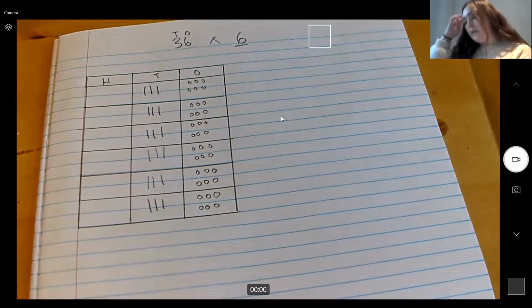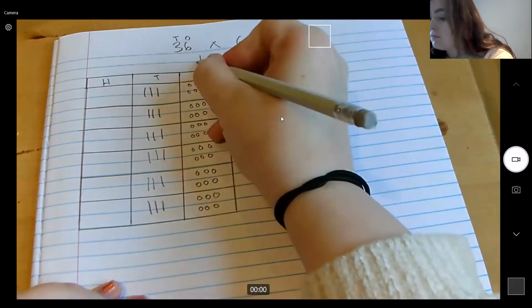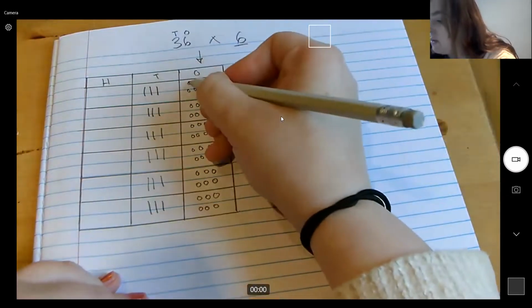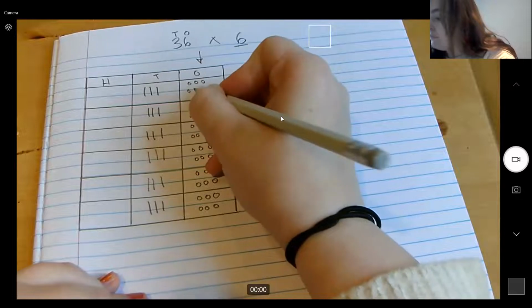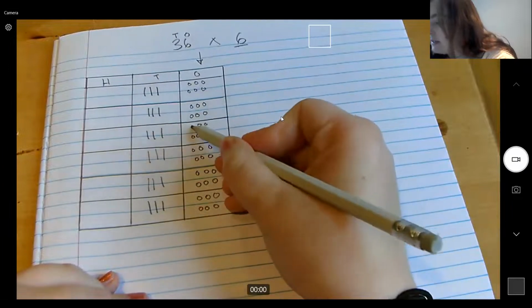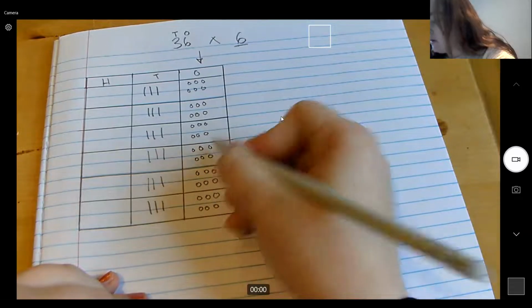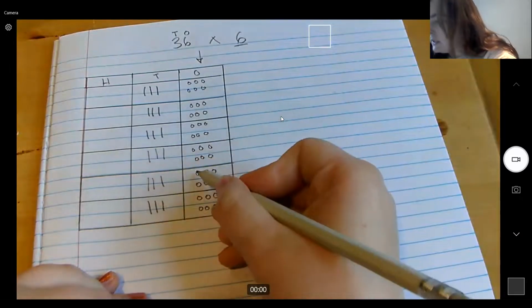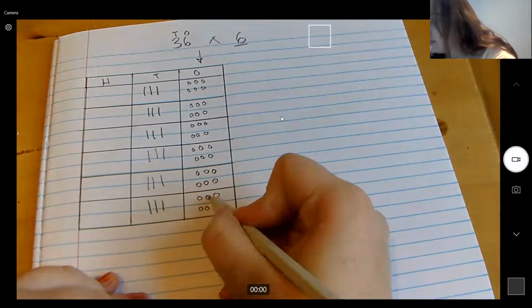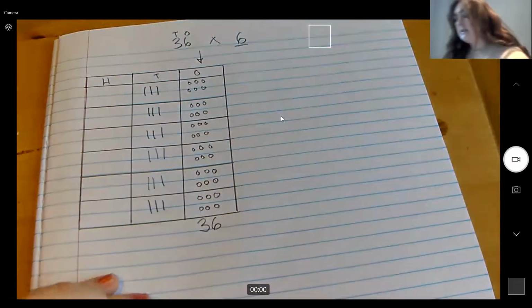Okay, now we need to add together all of these groups, and we always start with the ones column first. It's really important that you are always starting with your ones. So let's count them up together. 1, 2, 3, 4, 5, 6, 7, 8, 9, 10, 11, 12, 13, 14, 15, 16, 17, 18, 19, 20, 21, 22, 23, 24, 25, 26, 27, 28, 29, 30, 31, 32, 33, 34, 35, 36. So that's 36 in that column.